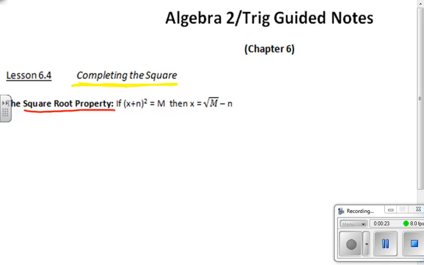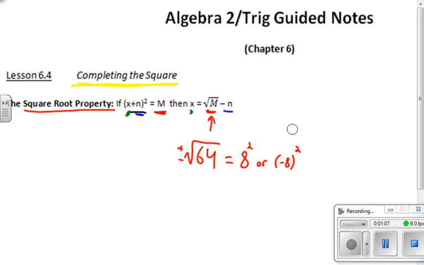The square root property says that if we have a binomial (x + n)² and that equals m, then we can find out what this x value equals. We'd say x equals the square root of m, minus our n value. And there's one thing to note here, this square root of m. Remember, if we have 64 and we want the square root of 64, that's either 8 or negative 8 squared. Both of them will give you 64. So you always want the positive and negative version of each of those.